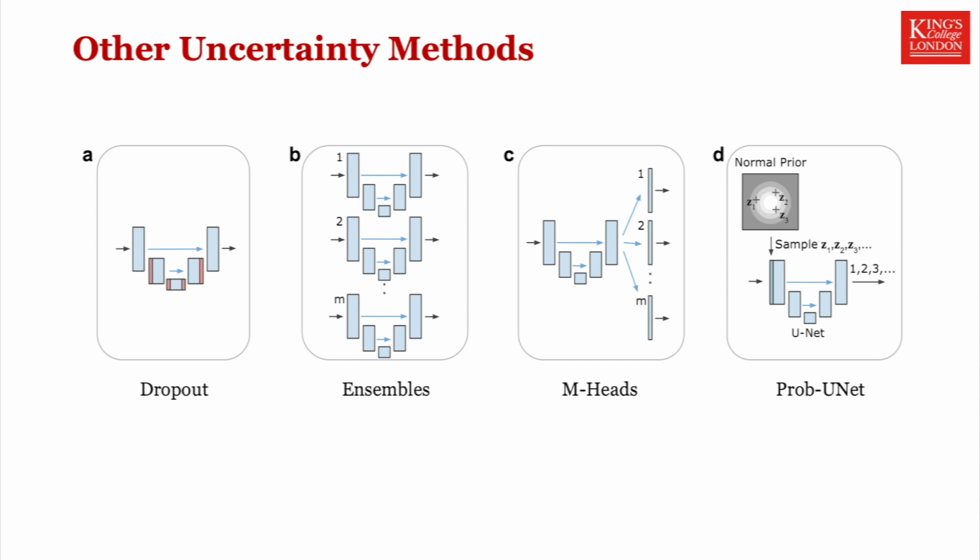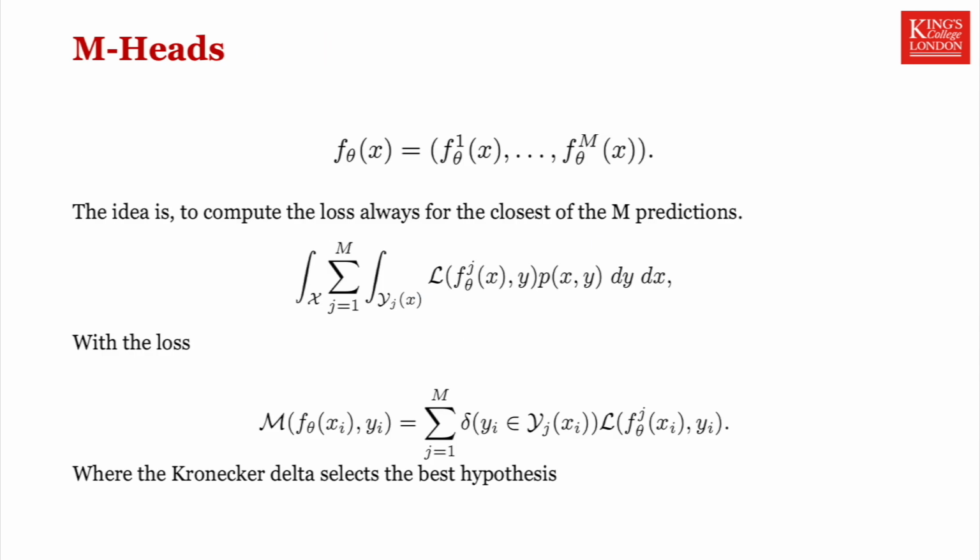We've seen a way to calculate uncertainty and how to use uncertainty as an inherent quality control measure. We're now going to look at more advanced methods to calculate uncertainty for medical imaging data, such as ensembles, MHEADs, and probabilistic Unet. Let's start with MHEADs. MHEADs are a model which is really interesting.